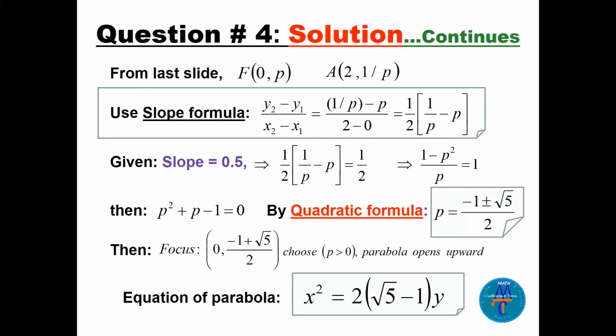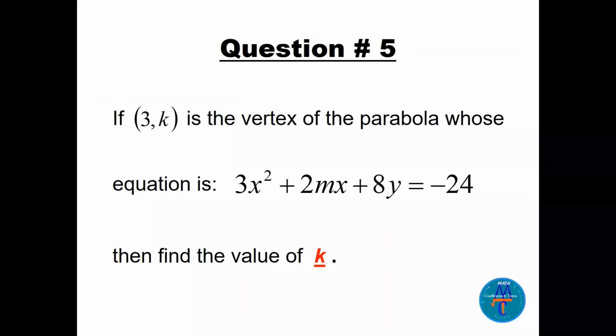So the focus is now (0, p). See, in the quadratic formula, we actually have 2 values of p: minus 1 plus square root of 5 over 2, and minus 1 minus square root of 5 over 2. Why did I take the one with the plus? I have chosen p greater than 0 because the parabola opens upward. So since I have p, this is the equation now: x squared equals 2 times (square root of 5 minus 1) times y. Now question number 5.